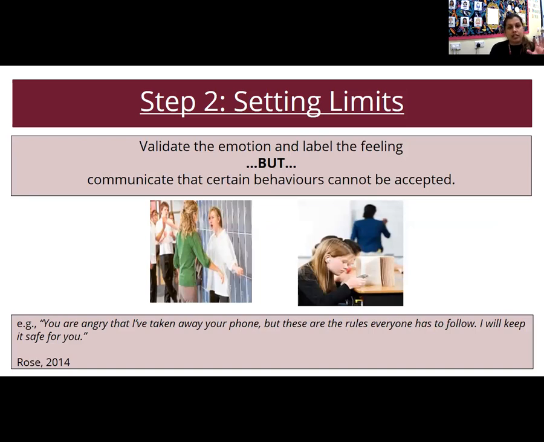So we've already recognised, validated, labelled and empathised, and now we're in step 2, which is setting those limits. And that's really important because we've validated the emotion, we've labelled the feeling, we've recognised how that child is feeling, but we have to communicate to them that certain behaviours are not accepted and cannot be accepted. Now, they may not have done anything which is dangerous to themselves or others, so you may not need to use this step. But if you do get to a point where they have done something which is harmful to themselves and others, you do need to set those boundaries and set those limits. And this is an example.